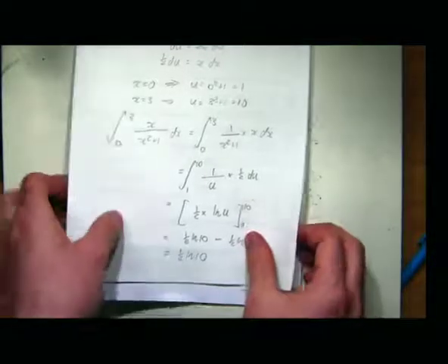Yay! Okay, that's substitution. So the key is to find that most annoying bit that's inside something else, deal with the dx, and then make sure that everything that involves x is turned into something involving u instead.